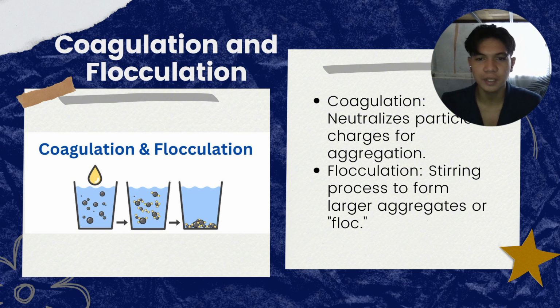Second is coagulation and flocculation. Coagulation destabilizes or suspends particles by introducing coagulants such as aluminum and ferric salts. It neutralizes particle charges, allowing them to aggregate. And on the other hand, flocculation involves gently stirring the coagulated water, increasing collisions between particles to form a larger aggregate or a floc. The effectiveness of these processes depends on water properties, pH, and chemical doses.